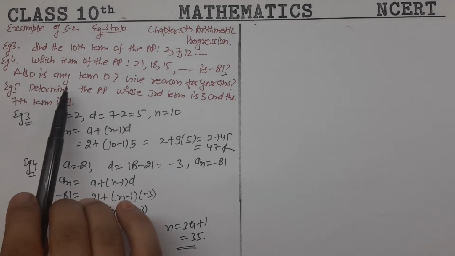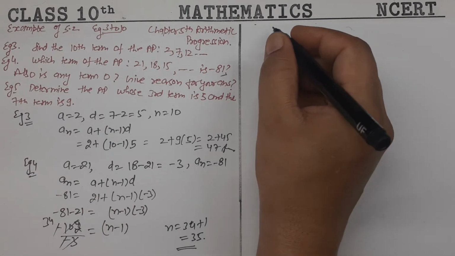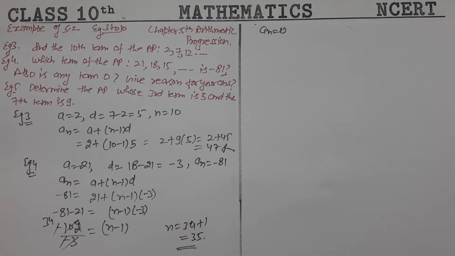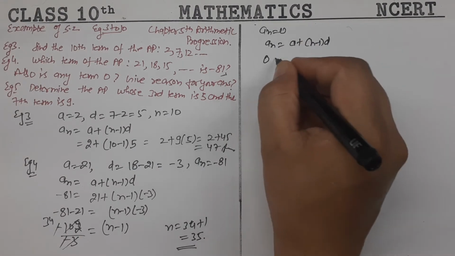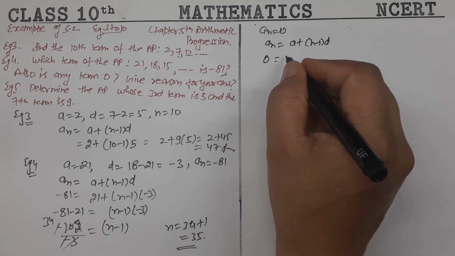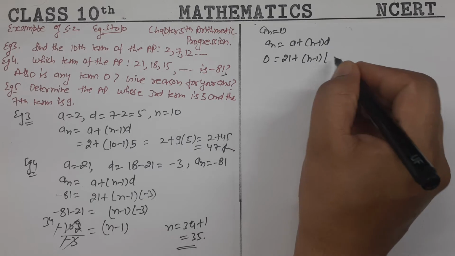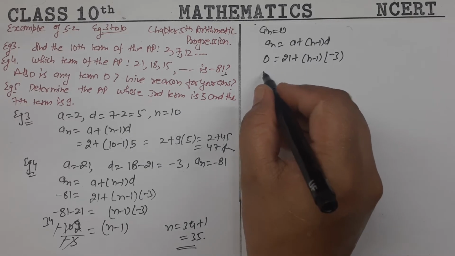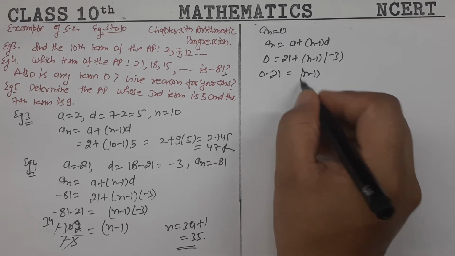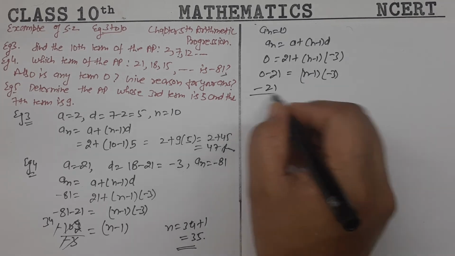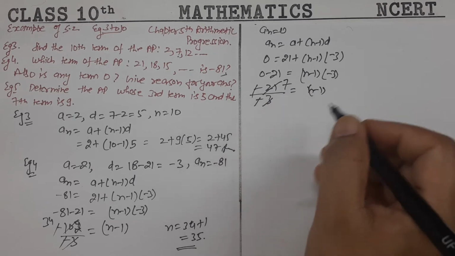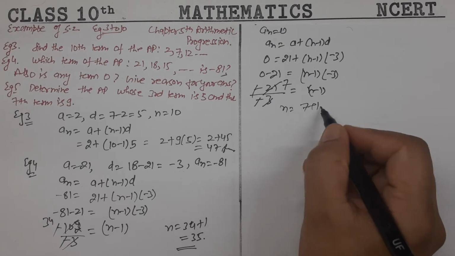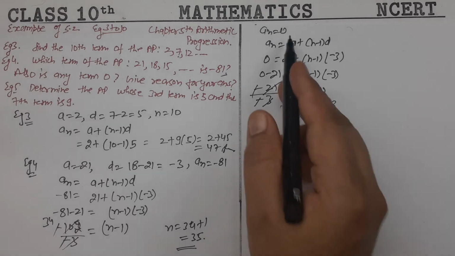Then also, is any term 0? Here AN is 0. Apply formula. A is 21, N minus 1, D is minus 3. Solving. Minus 21, minus 3 goes to the denominator. Cancel. 3 sevens are 21. N is 8. Its 8th term is 0.